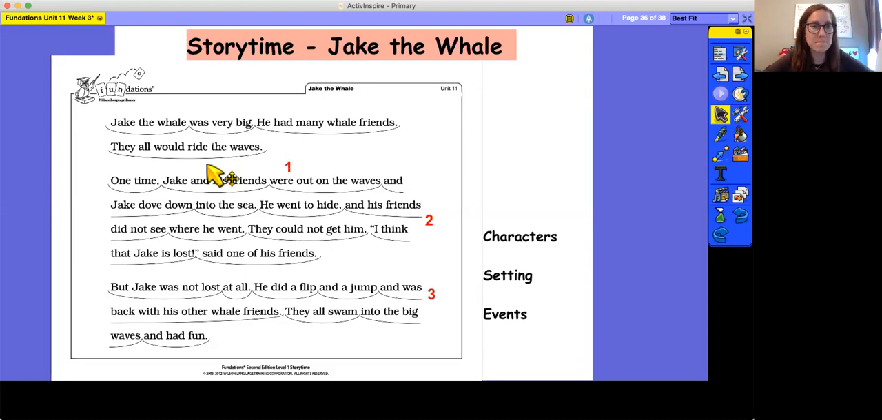Let's keep going. One time, Jake and his friends were out on the waves, and Jake dove down into the sea. He went to hide, and his friends did not see where he went. They could not get him. "I think that Jake is lost," said one of his friends. But Jake was not lost at all. He did a flip and a jump and was back with his other whale friends. They all swam into the big waves and had fun.